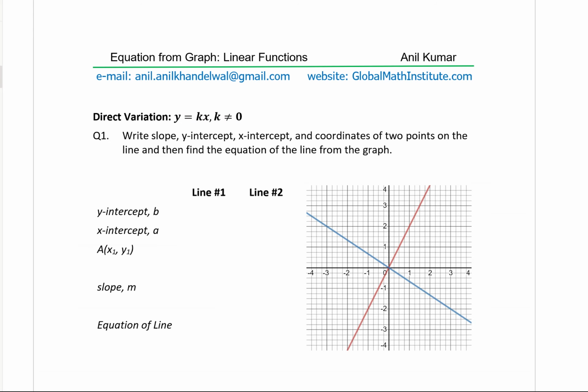So here is our first example. We are given two lines in this particular case. The question here is, question 1, write slope, y-intercept, x-intercept, and coordinates of 2 points on the line, and then find equation of the line from the graph. Any line which goes through the origin, if you have a line going through the origin, right, in that case, we also call this as direct variation. So the term here, which I have used, is direct variation. That clearly indicates that the line will pass through origin.